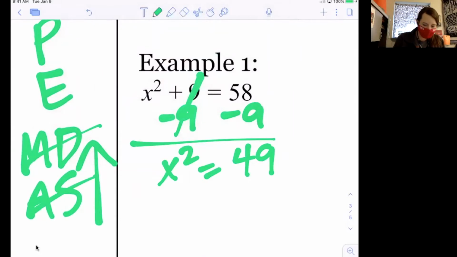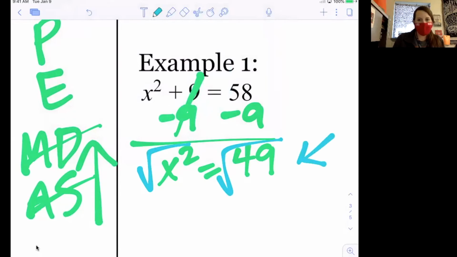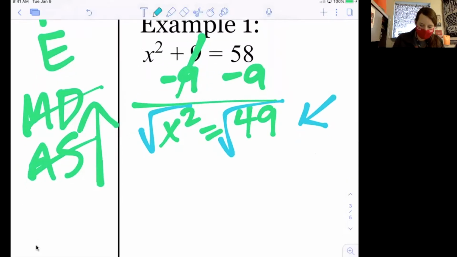So I've done my add subtract. There's no multiplication or division. So I need to take care of this exponent. So to get rid of a square, we take the square root of both sides. So here's what I was talking about. When we take the square root of 49, I know that 7 times 7 equals 49, but negative 7 times negative 7 also equals 49. So we would say that our answer is plus or minus 7. And then the square root and the square cancel out, and I'm left with an x.